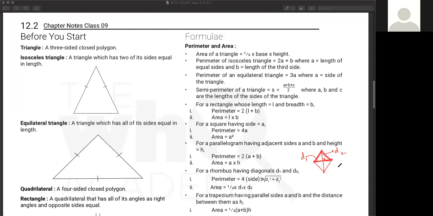Half into D1 into half of D2. That is 1 by 4 D1 into D2? Absolutely. So I'll just write this here.